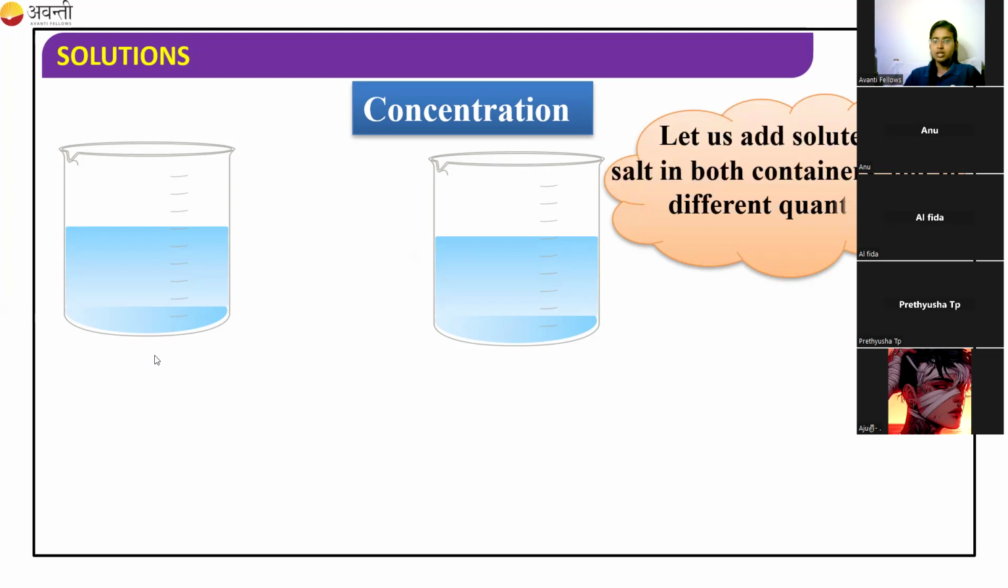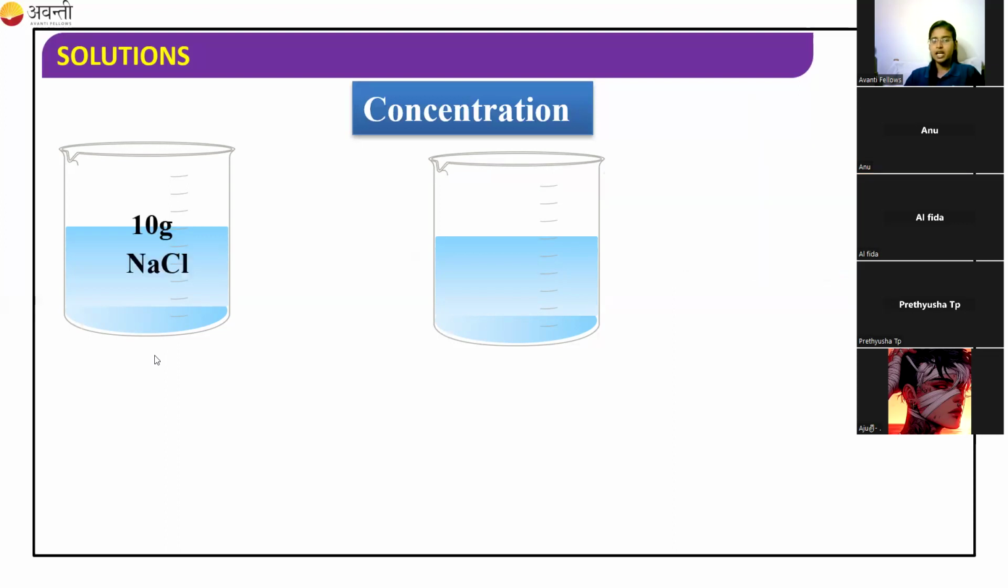Now let us add a solute like salt in both the containers but in different quantity. I'm going to add salt or sugar, anything. We can add salt here but with a different quantity. Suppose in the first beaker, I'm adding 10 gram of sodium chloride salt and in the second beaker, I'm going to add 30 gram of NaCl.